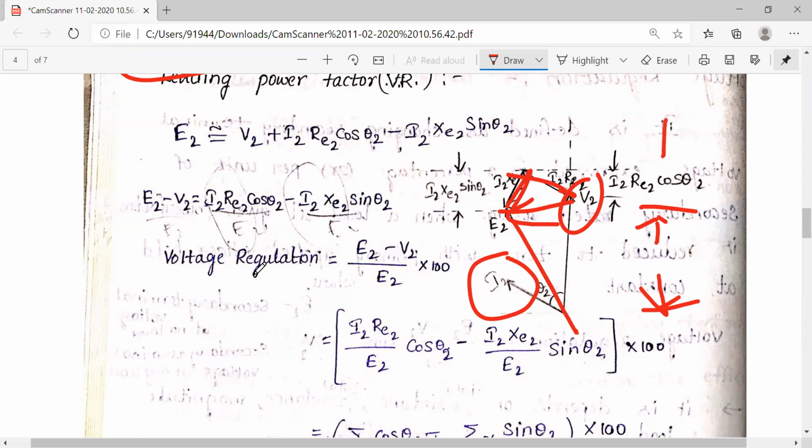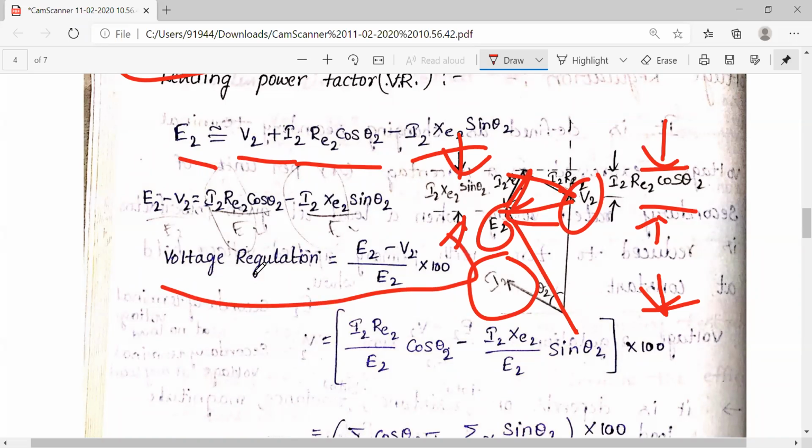Okay, resistance component, active component, I2 R2 cos theta 2. This is the reactance component. So E2 equals V2 minus I2 R2 cos theta, because we want the E2 value, minus I2 X2 sin theta.